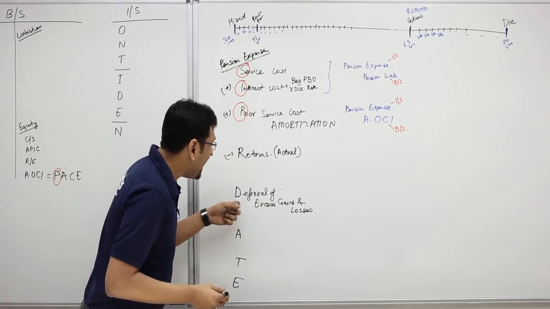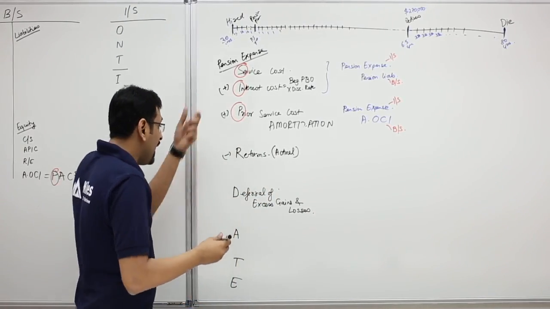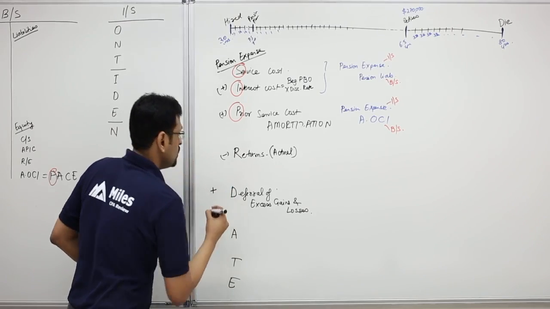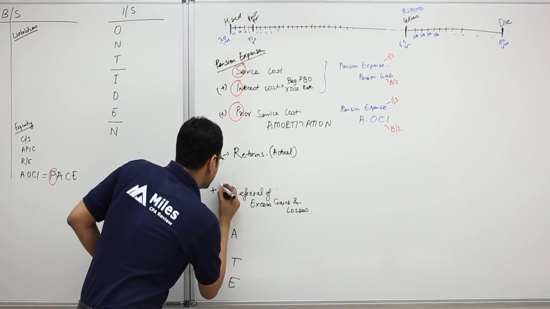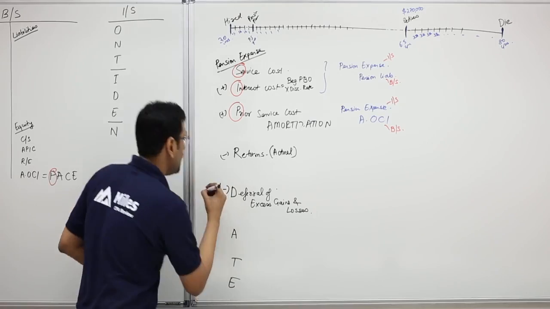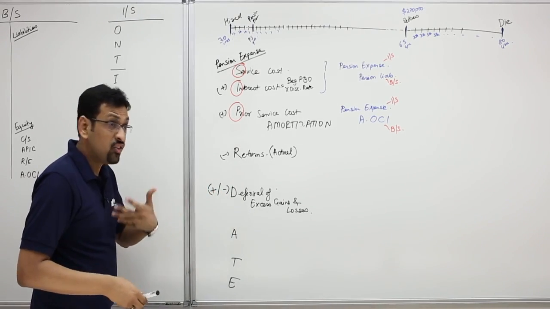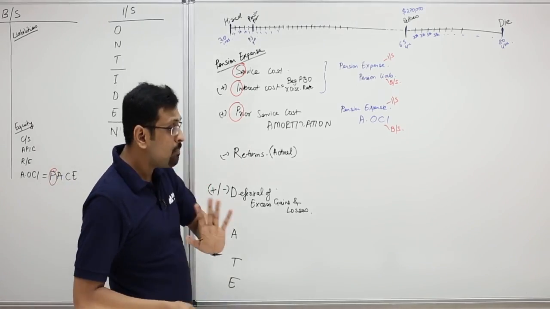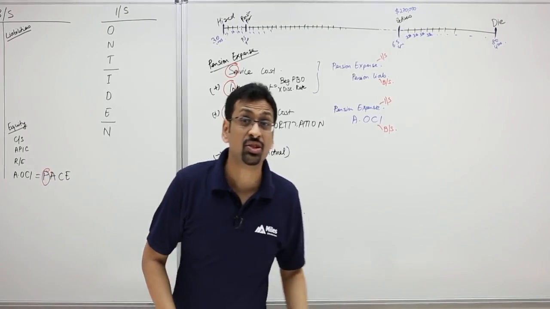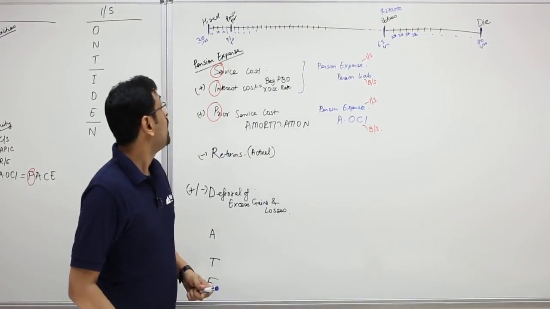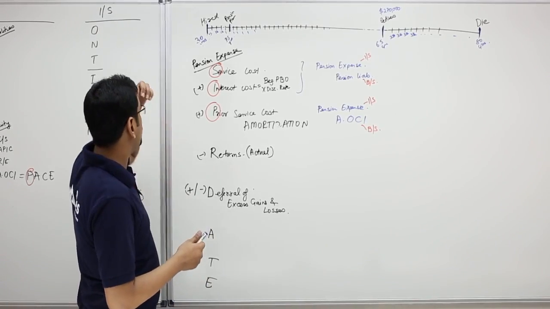Now, when you defer excess gains, that increases pension expense. When you defer excess losses, that reduces pension expense. I know this one might be getting a little tricky, and I'll put in numbers to make sure you understand this concept very thoroughly. Now, let's try to build this up.